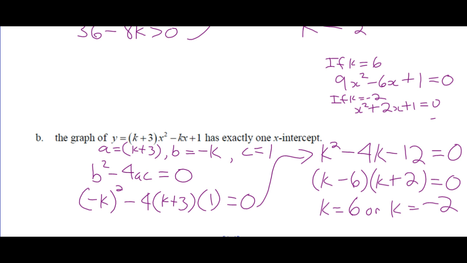You don't show this, right? You can if you want. It's not going to deduct marks or anything. But this is the look back, right? When you're done the rest of the test, when you've finished everything off, you say, okay, I got some time now. Let me just go back and check this. If k is 6, what happens? I get b squared minus 4ac equal to 0. Good. If k is negative 2, what happens? I get b squared minus 4ac is equal to 0.